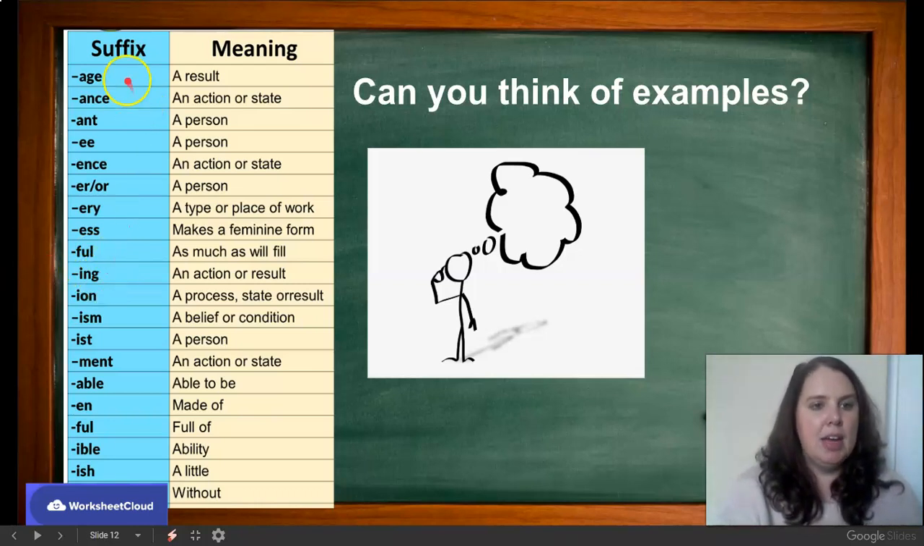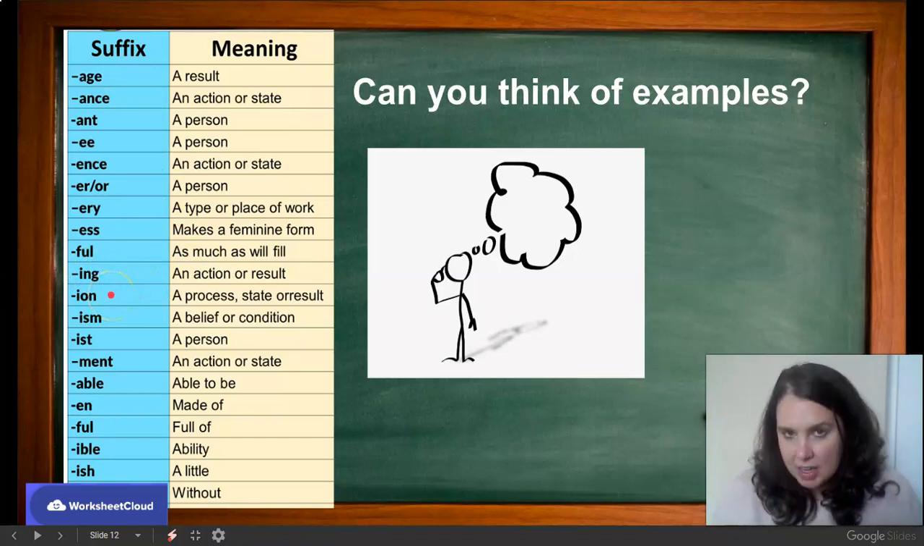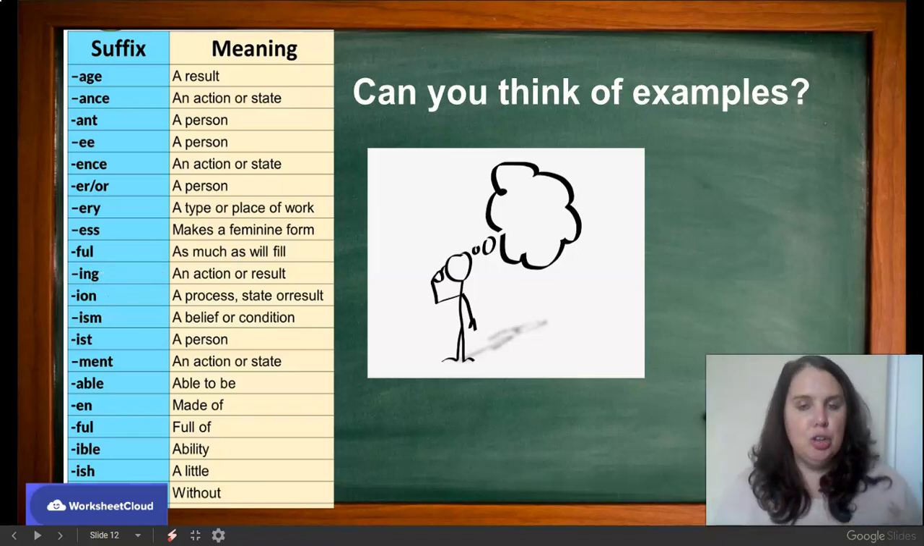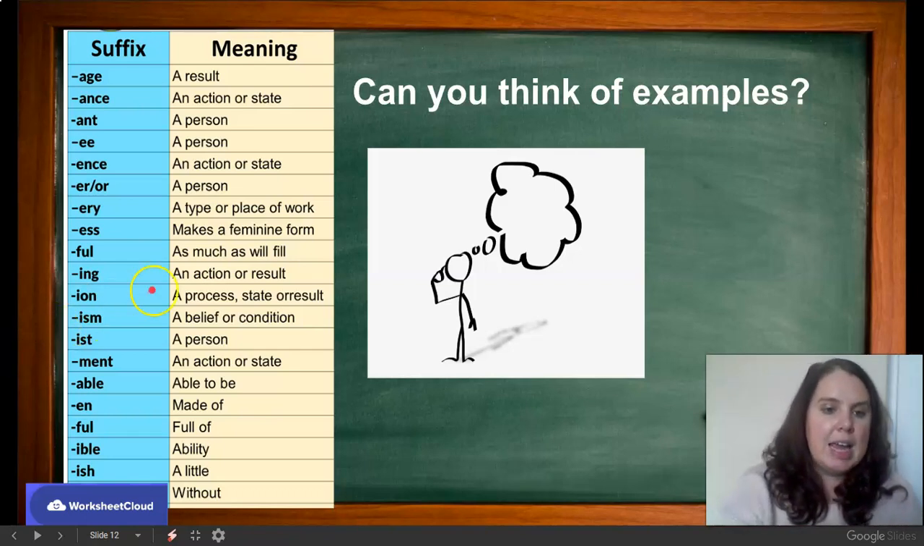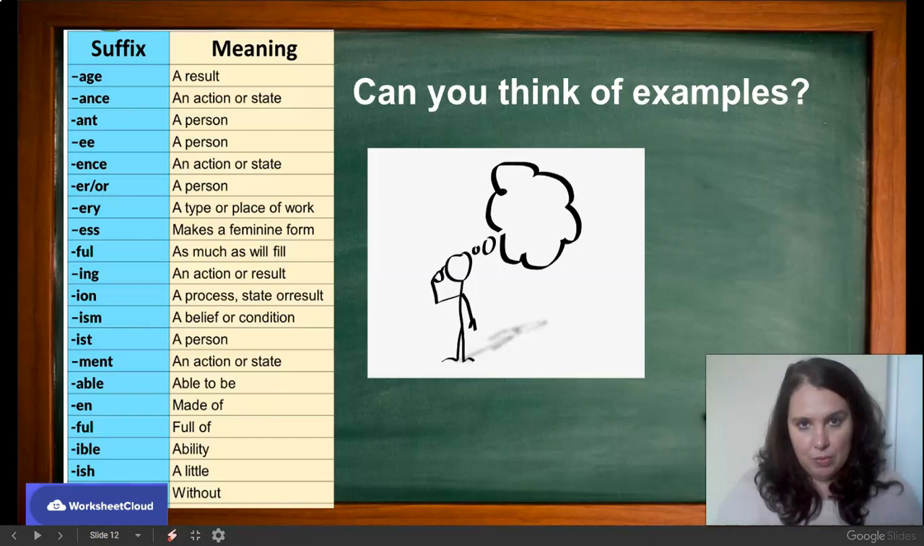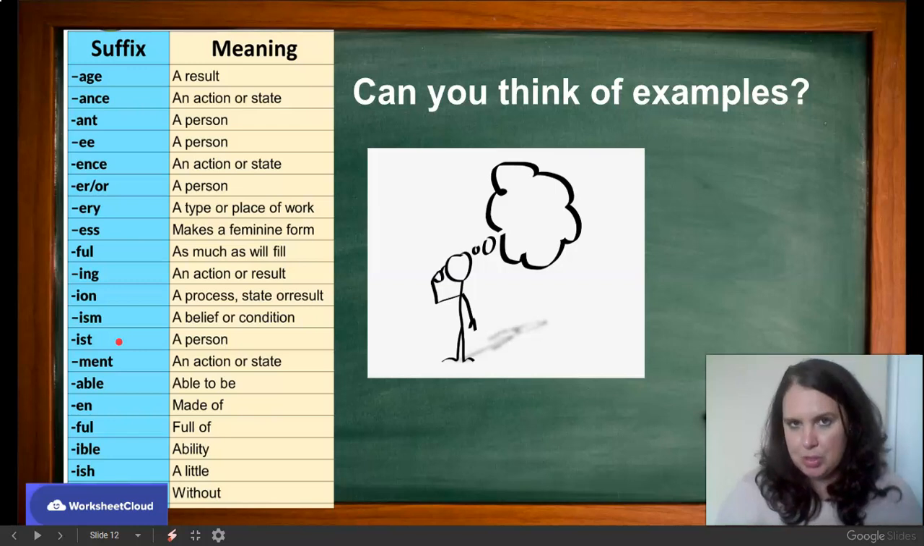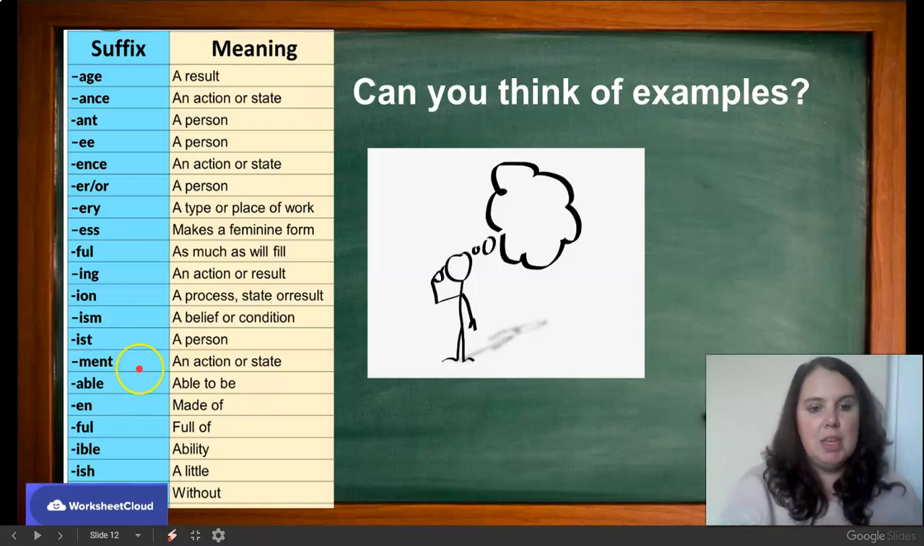ING is the same here as AGE, where it gives you that action or a result. ION is a process. So if I have to talk about justification, it's a process that you're going through to justify something. ISM is normally a belief or a condition. Hypothyroidism normally is when your thyroid is overworking. IST also forms a person. So if I play the piano, I'm a pianist. MENT, M-E-N-T, it goes the same there actually with ents and ants being an action or a state.